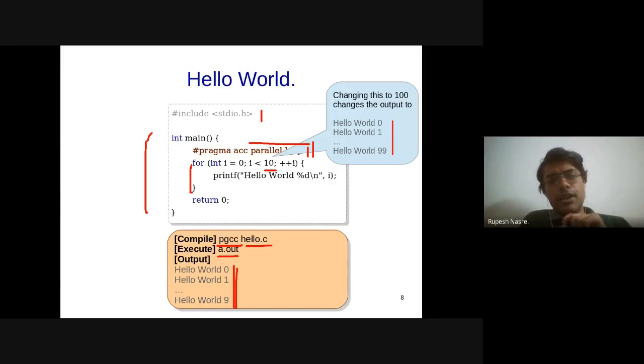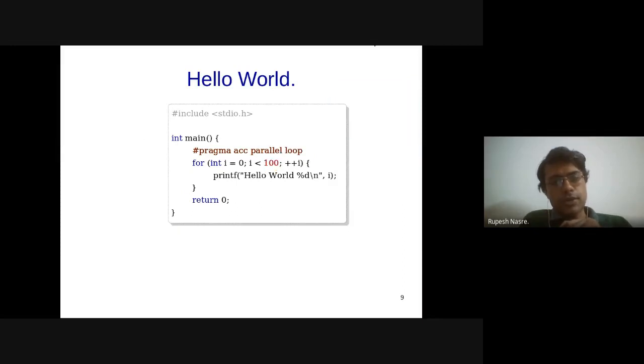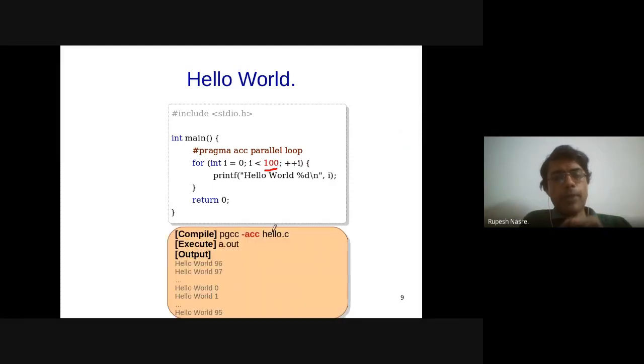There is a small catch here, which is in the compilation, and we need to know how to take care of that. So the code changes from 10 to 100, and the compilation changes from pgcc hello.c to pgcc -acc hello.c. So without this flag, it's going to just compile in a sequential way, right? And it will run on the CPU.